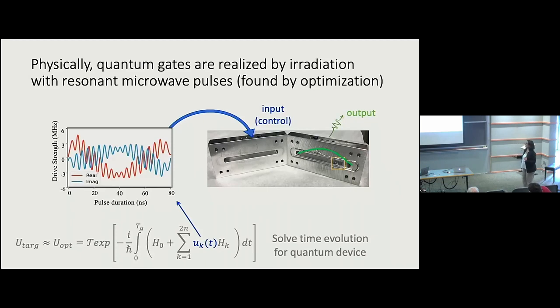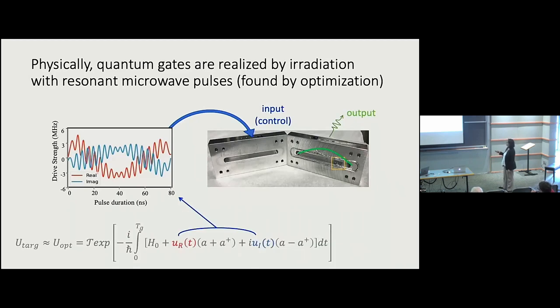And then you can optimize these microwave pulses to obtain the unitary, so that the overall unitary transformation that you have obtained within a finite amount of time reproduces, within a certain accuracy, the unitary transformation that you wanted. And okay, so that's exactly how it is done.